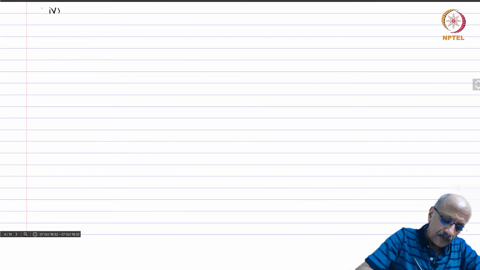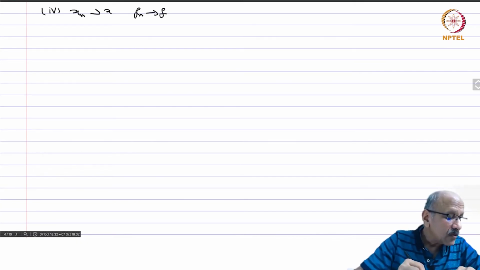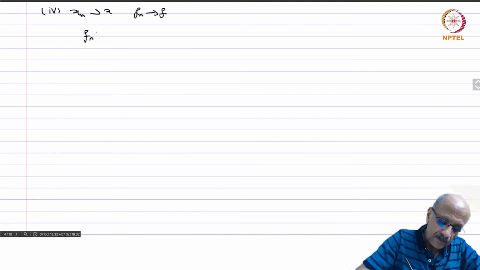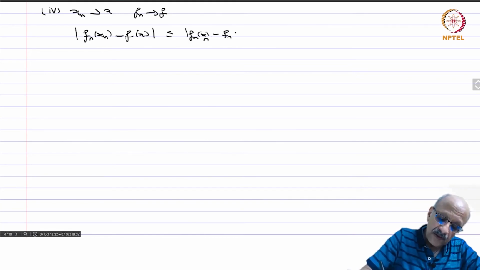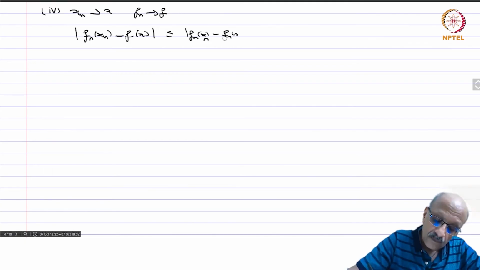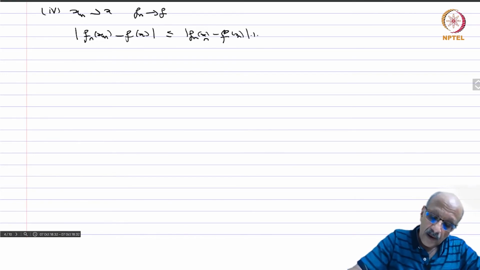And the fourth one. We have x_n goes weakly to x and f_n goes to f in norm in V*. So we want |f_n(x_n) - f(x)|. This is less than or equal to |f_n(x_n) - f_n(x)| plus |f_n(x) - f(x)|.